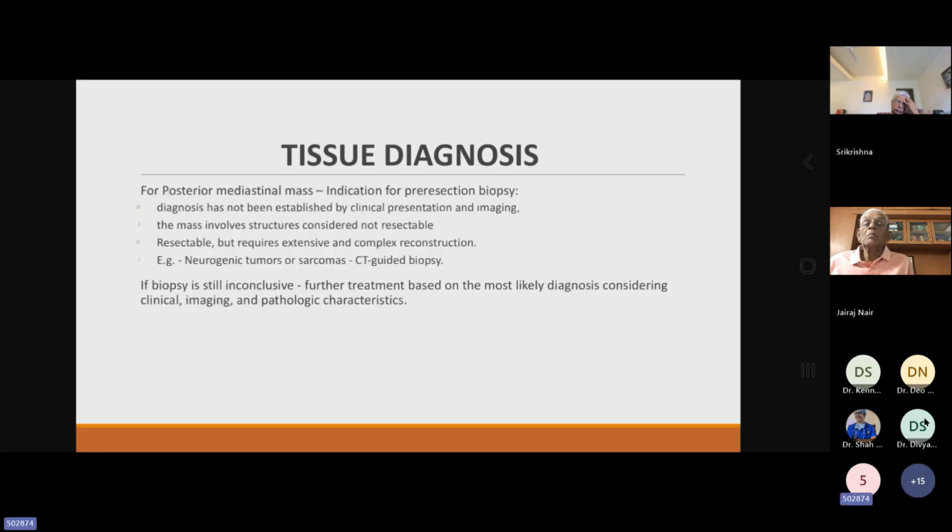For posterior mediastinal masses, indications for pre-resection biopsy include that the diagnosis has not been established by clinical presentation and imaging, or the mass involves structures considered not resectable or requires extensive and complex reconstruction. For example, neurogenic tumors or sarcomas requiring CT-guided biopsy. If biopsy is still inconclusive, further treatment is based on the most likely diagnosis, considering the clinical condition, imaging, and pathological characteristics.